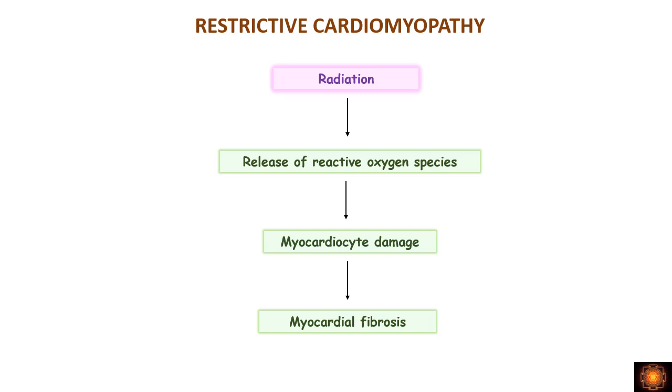Now, how does radiation cause this? Whenever there is radiation-induced injury, radiation can cause increased production of oxygen-free radicals. So there is a release of reactive oxygen species which cause damage to the myocardium. So obviously there will again be necrosis, and the healing process is by fibrosis. So fibrosis will again cause restrictive cardiomyopathy.